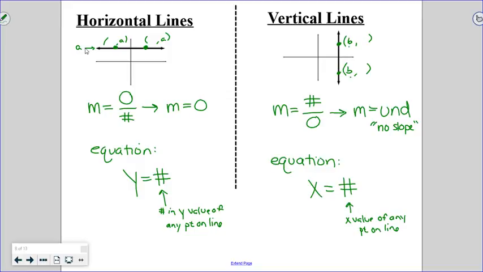So if they say it's a vertical line that goes through the point (1, 7), well then it's the equation x equals 1, because it will match the x value of any point on that line. If they say we've got a horizontal line that goes through (1, 7), it would be y equals 7, because it's going to match the y value of any ordered pair that it goes through. Questions?